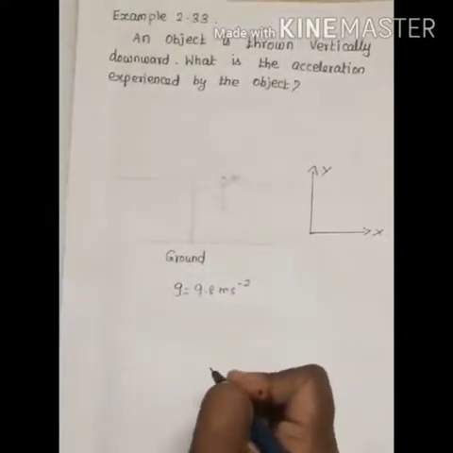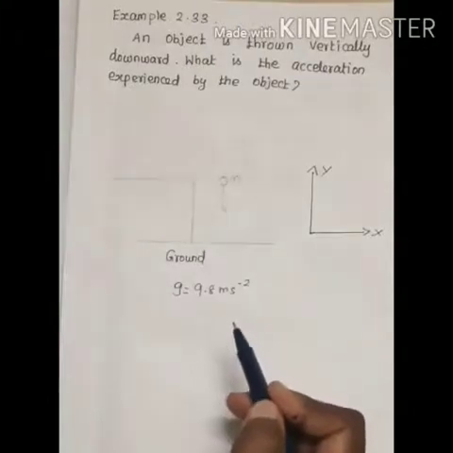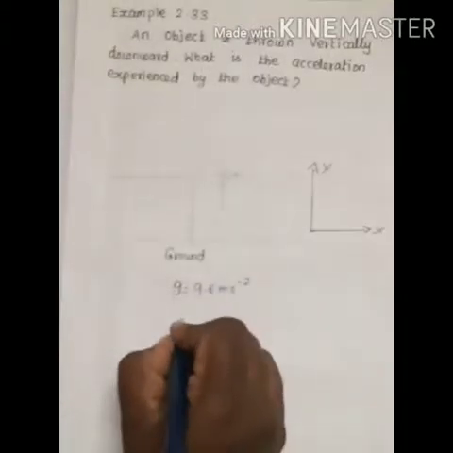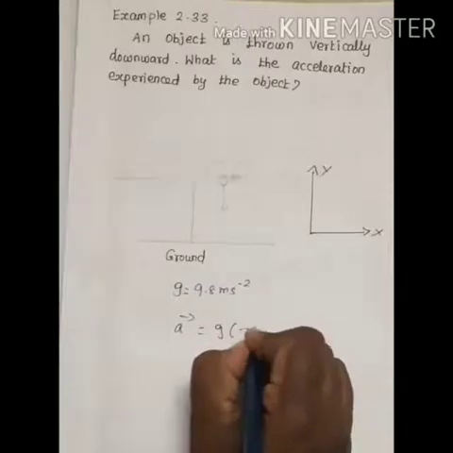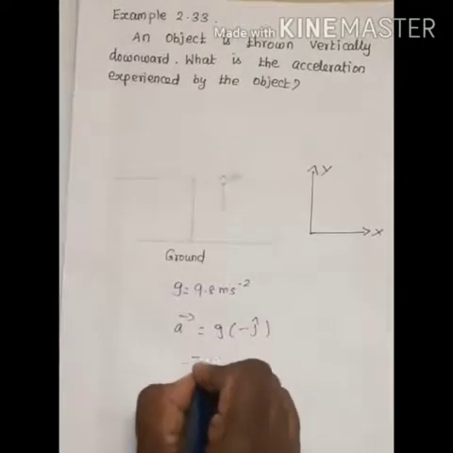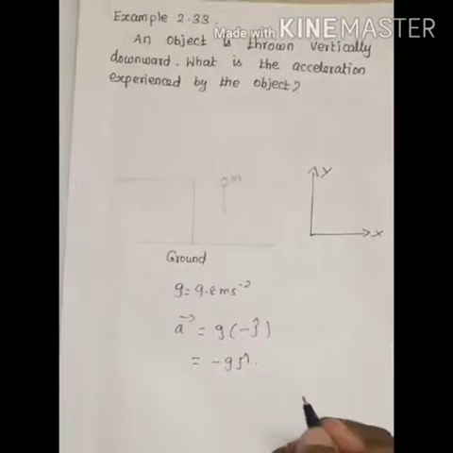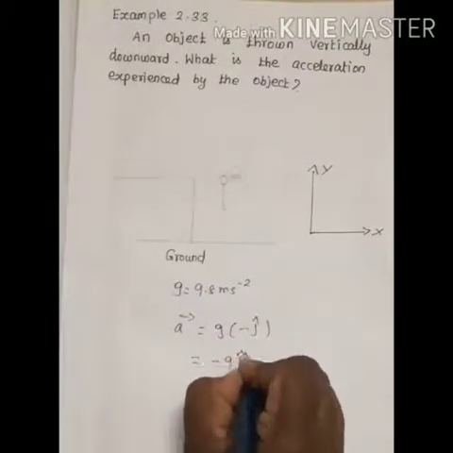We can choose the coordinate system. Therefore, this is an x and y axis. The acceleration is along the negative y direction. Therefore, the acceleration vector a is equal to g times minus j cap, which is minus g j cap. The acceleration is along the negative y direction.